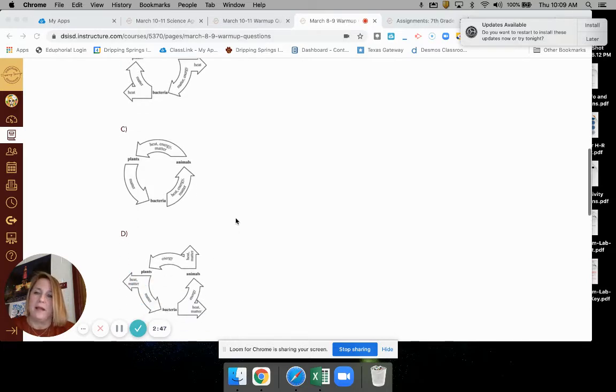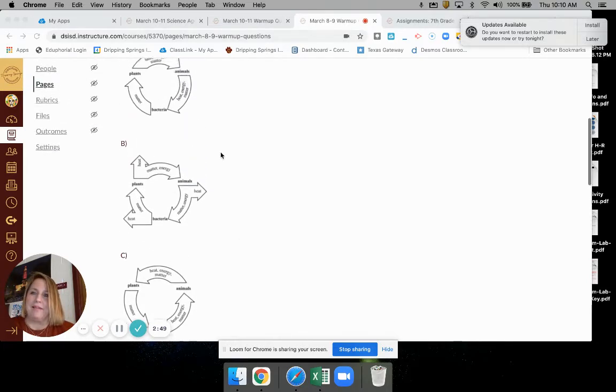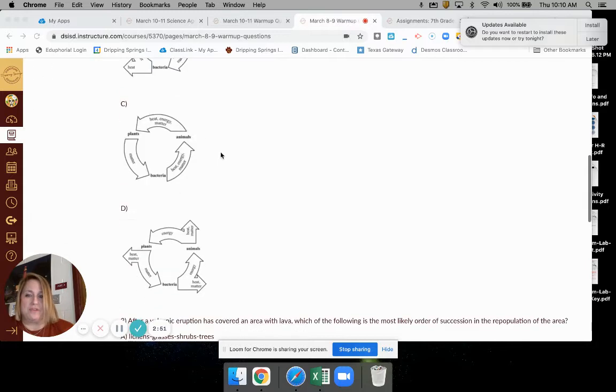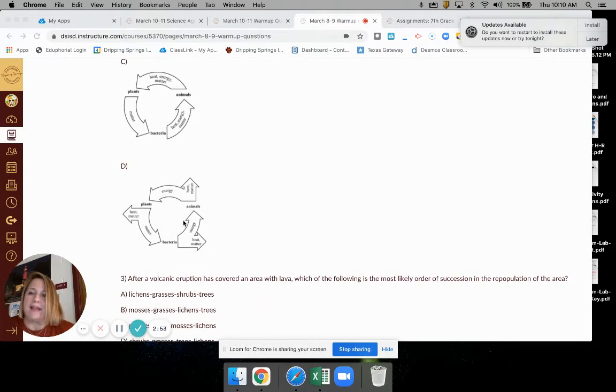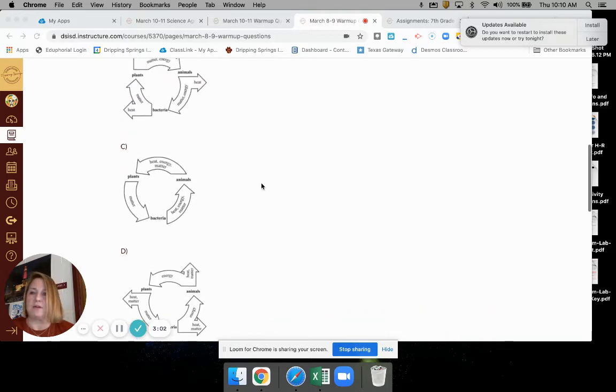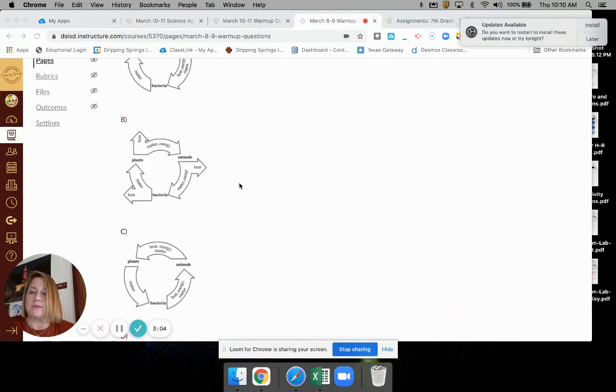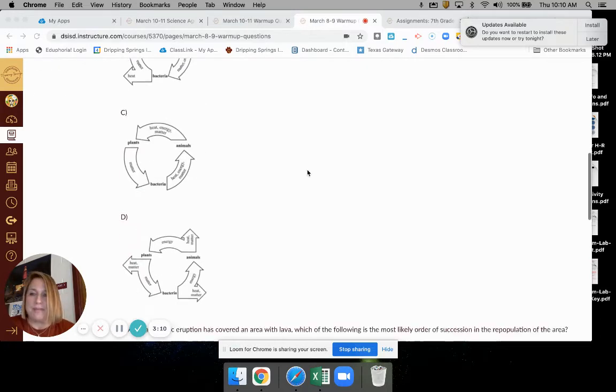This one has the same as the first one, but the arrows are reversed, so it's still not right. And this one has only energy cycling through with heat and matter being given off, and that's also incorrect. Matter is not given off. So the correct answer to this one is the one that shows thermal energy being given off into the atmosphere, and that is answer choice B.